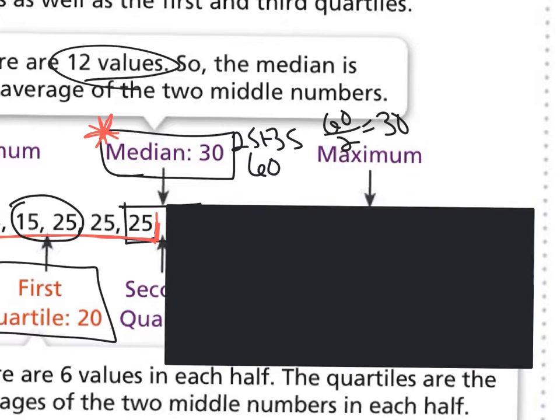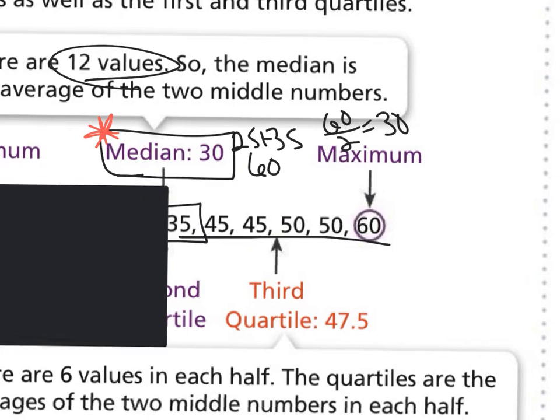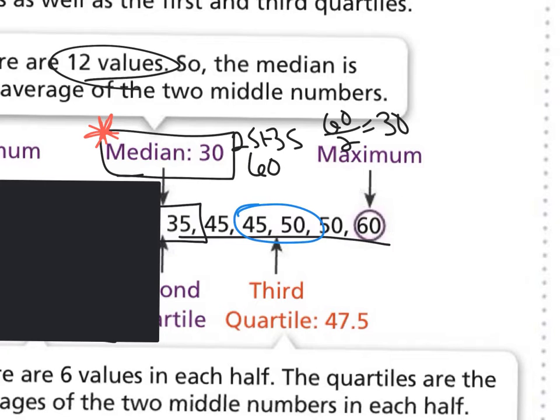And then if we look over here, these 6 numbers are above the median. And so again, 2 middle numbers, which are 45 and 50. You can add and divide by 2, or you can think what's halfway in between those two, would be 47.5. 47.5 would be the third quartile or the upper quartile.